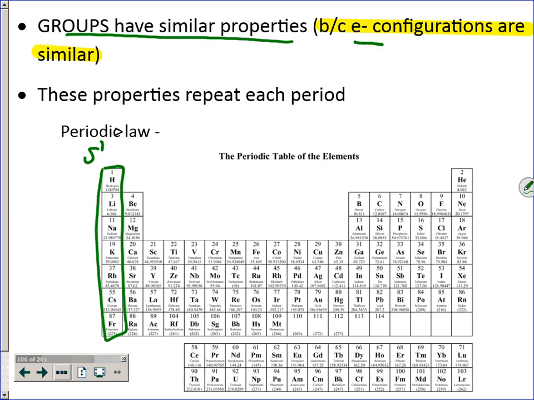Don't just say electron configurations, but because they have the same number of valence electrons. Okay? So that's why the periodic table is arranged the way it is, because it gives us an indication of some similarities in groups and in periods. Specifically in groups, though.